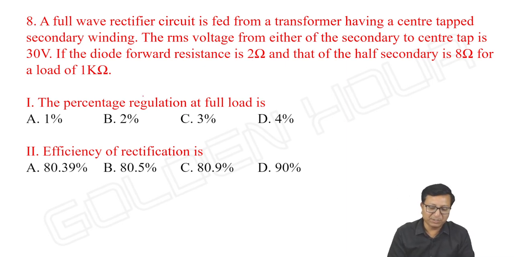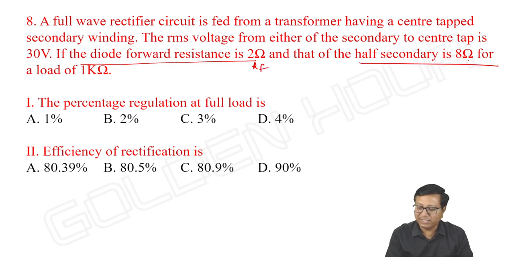Okay, again similar to the previous one only. If the diode forward resistance Rf, right, is 2 ohms and that of half secondary is, this is Rs, direct, half secondary they have mentioned. It's not like a secondary coil resistance.